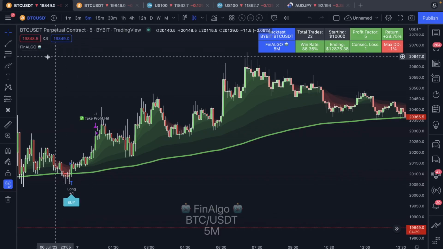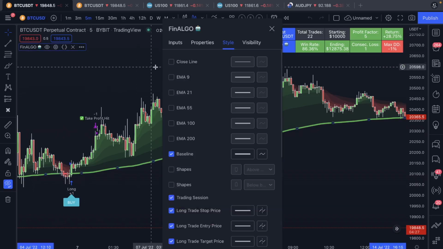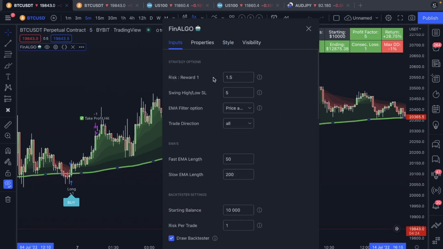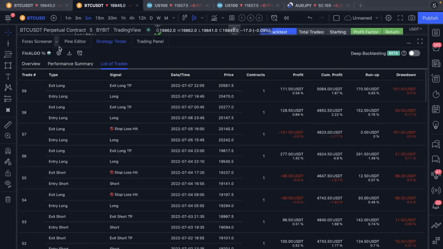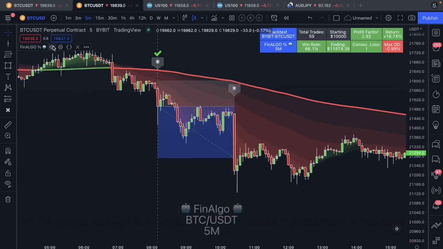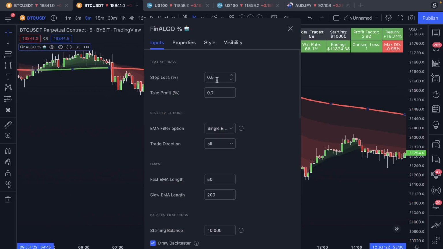So I coded two versions of the FinALGO. The first version contains a fixed stop loss based on the most recent swing high or low and a risk to reward ratio approach. The other one is working based on a fixed stop loss percent and a fixed take profit percent that can be adjusted manually. I coded this one mainly for Bitcoin and cryptocurrency markets, so you can use whichever one of those two you like more to trade on whatever asset you like to.